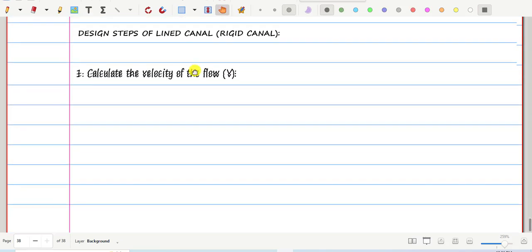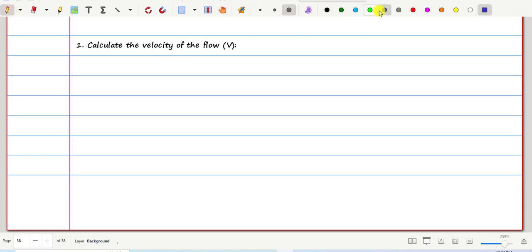So we have a formula to find out the velocity. The formula to find the velocity of flow is Manning's equation. What was Manning's equation? We have discussed that in the design using Kennedy's theory too. V is equal to 1 upon n multiplied by R raised to the power 2 by 3 and then S raised to the power 1 by 2.